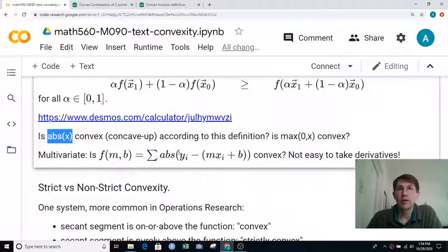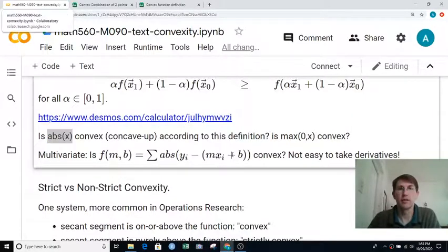But if you think about it from the region above the function view, then you can convince yourself pretty quickly that that function will still be convex. So that's the sum of absolute residuals in regression. It's nice for that to be convex.